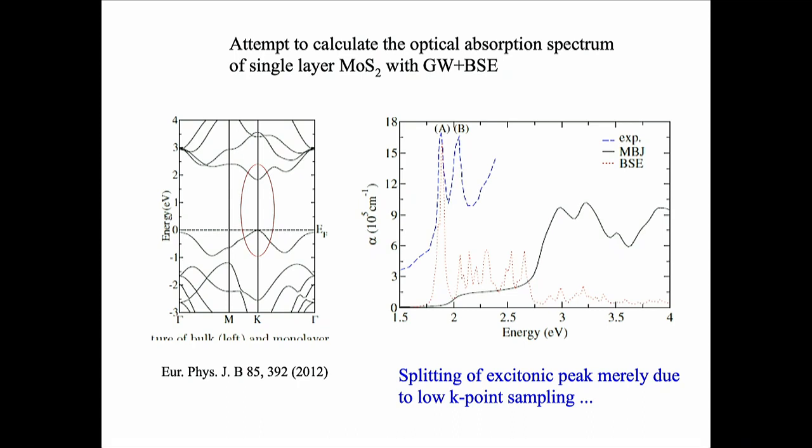This publication here. Well, the comment is, of course, the splitting of the excitonic peak is merely due to a very low K-point sampling. So if you have a low K-point sampling, then your excitons may not be converged. You artificially split peaks into several sub-peaks, because in the Bethe-Salpeter equation there are not enough states to be merged into one state. So then you may get artificial coincidence with the experiment.